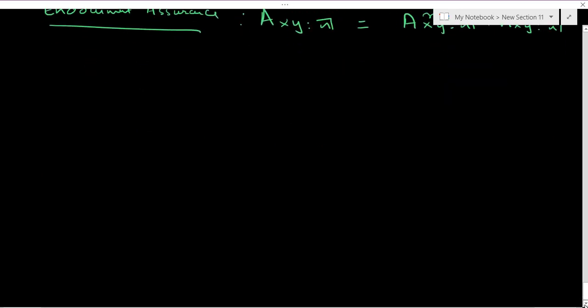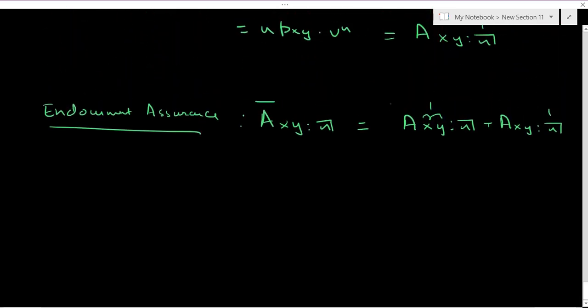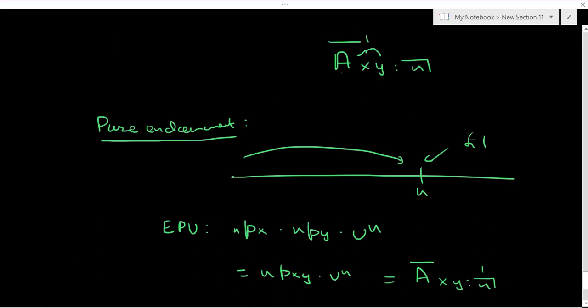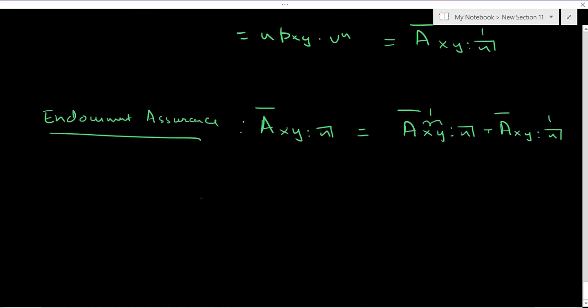So that's about the endowment assurance contract, and this was obviously immediate. All of these were immediate since I was making the payment immediately on death, right? So I can also extend this argument to the contracts which make payment at the end of the year of death. So that says AXYN is equal to AXYN with a 1 over this plus AXYN with a 1 over this. So that's how you can extend this argument.